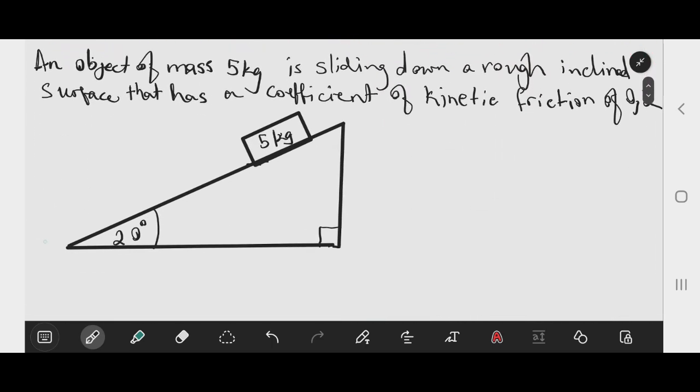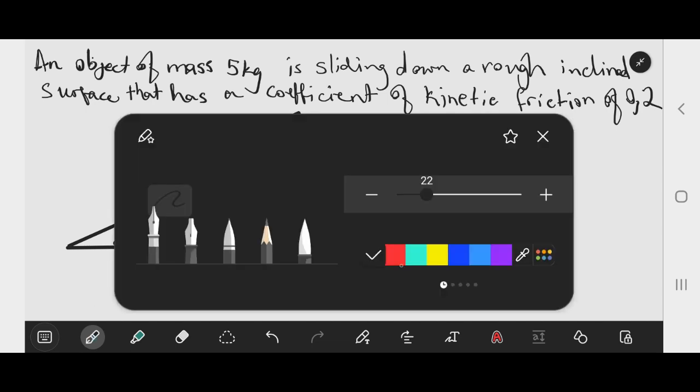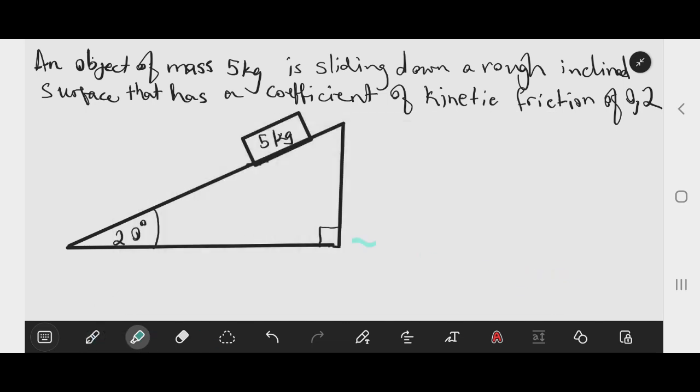For these examples, we will be doing our analysis for Newton's second law, whereby we follow the steps of analyzing Newton's second law. So we have an angle theta on the surface. The angle of inclination is 20 degrees. Now let us read the instruction.